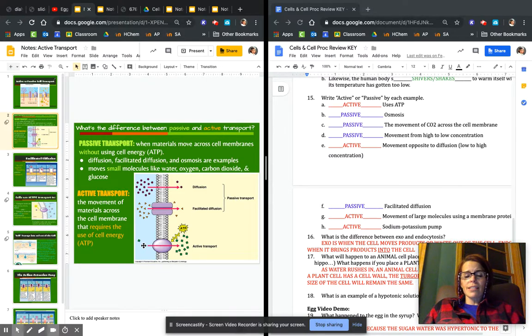But in this case, some molecules are going the wrong direction. Notice they're going from a low concentration to a high. That's the opposite direction. That's active transport because ATP had to be used. So let's take a look. Uses ATP, active. Osmosis and diffusion, those are both passive. The movement of CO2 across the cell membrane, that's passive because CO2 is small.